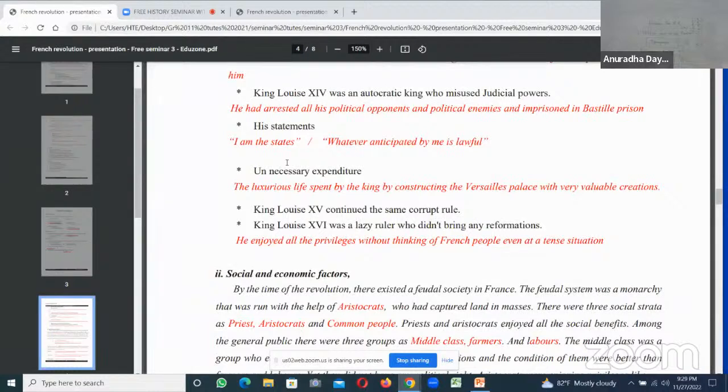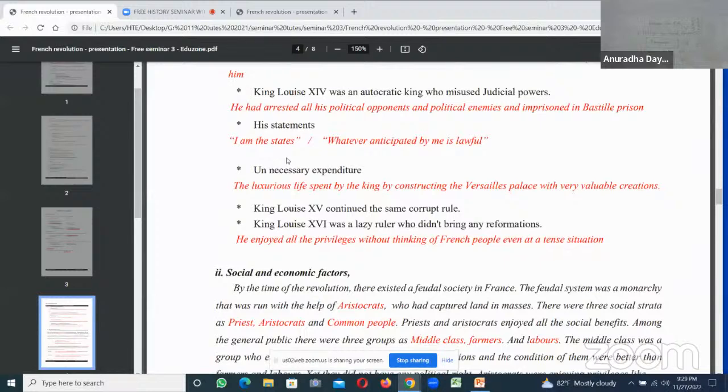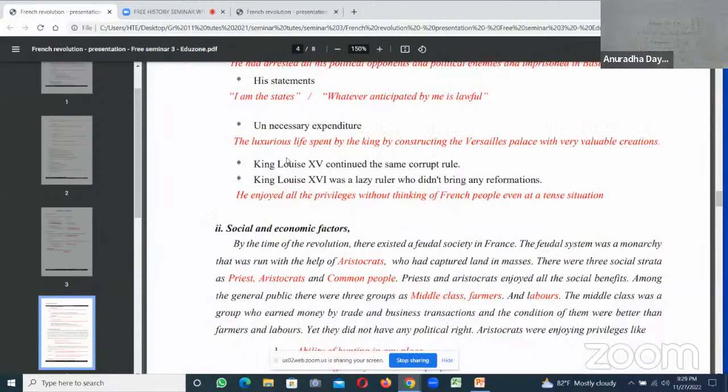Priests and aristocrats enjoyed all the social benefits. Among the general public, there were three groups: middle class, farmers, and laborers. The middle class was a group who earned money by trade and business transactions, and their condition was better than farmers and laborers. Yet they did not have any political rights. Aristocrats were enjoying privileges, like the three privileges that I gave you.